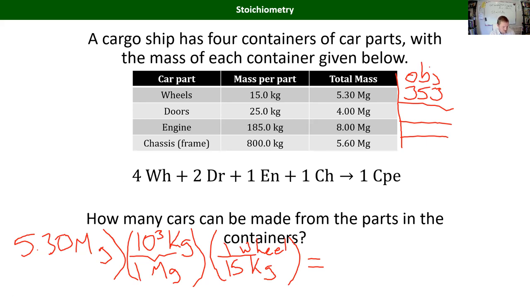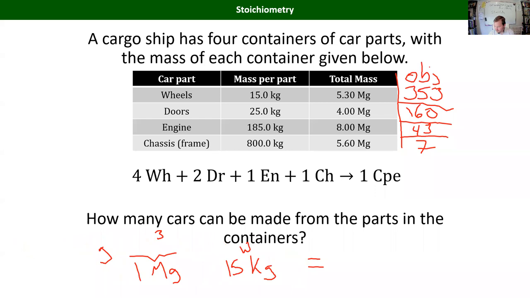We did the same thing for these others. We wind up with 160 doors, and 43 engines, and seven chassis, seven frames. Once we get to the number of objects we have, answering the question at the bottom becomes a lot easier. Well, I know I'm not going to run out of wheels because we have 350 wheels and only seven frames.